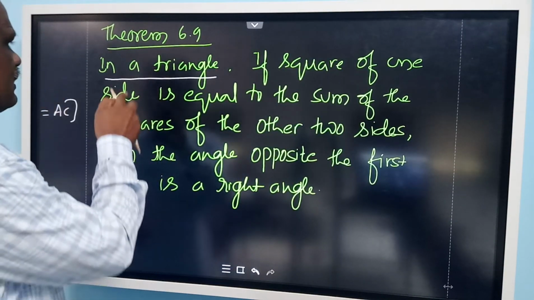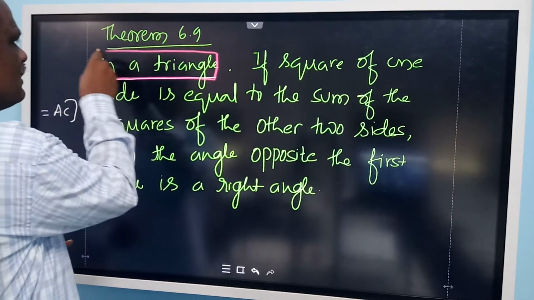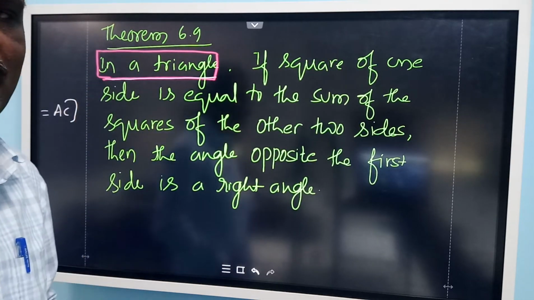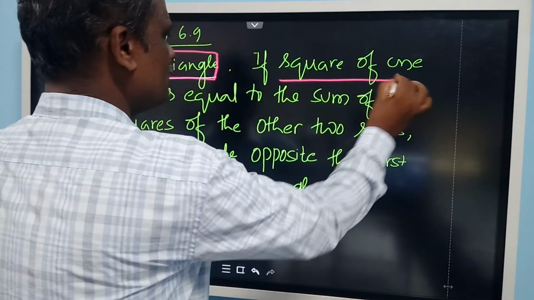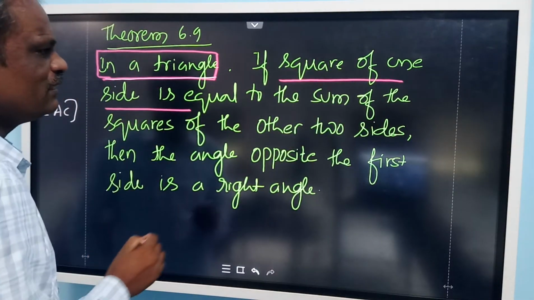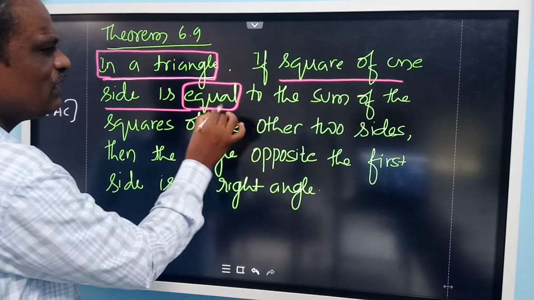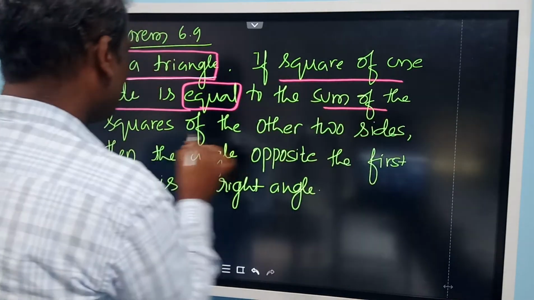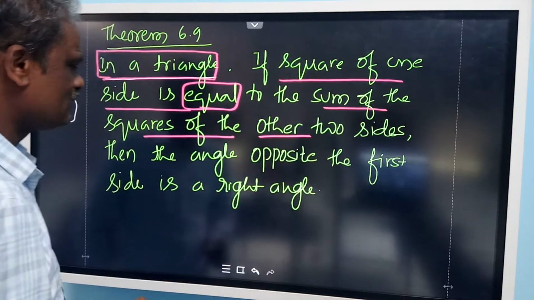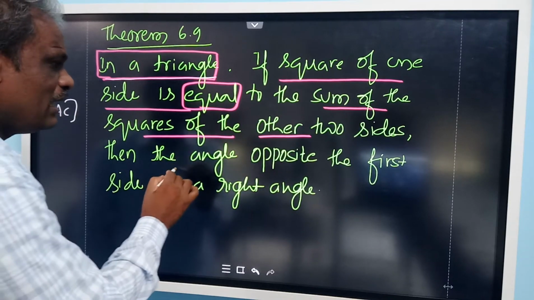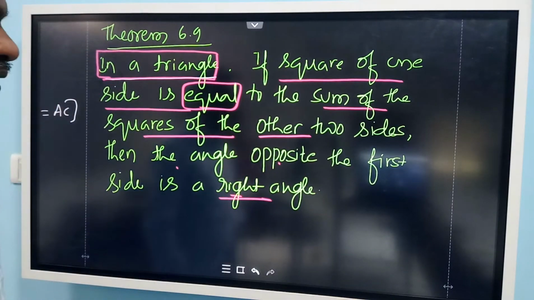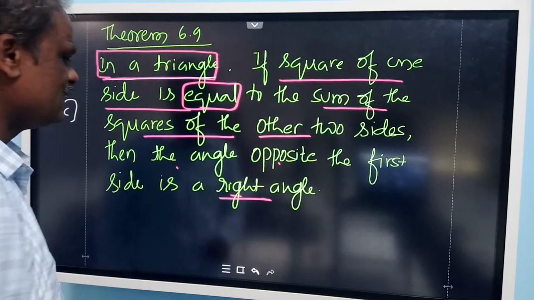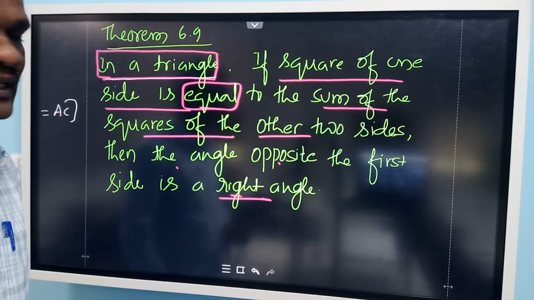In a triangle, they are mentioning any triangle, not mentioned as a right triangle. In a triangle, if the square of one side is equal to sum of the squares of the other two sides, then the angle opposite to the first side is a right angle. This is the statement here.